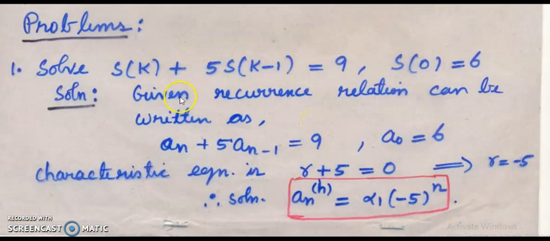Here is a question. Solve s(k) + 5 s(k-1) = 9, s(0) = 6. We should identify whether it is a homogeneous or a non-homogeneous recurrence relation. When you look at this 9, we have a constant. Just now we learned f(n) will be a function of n or a constant. Then we say it is a non-homogeneous recurrence relation.